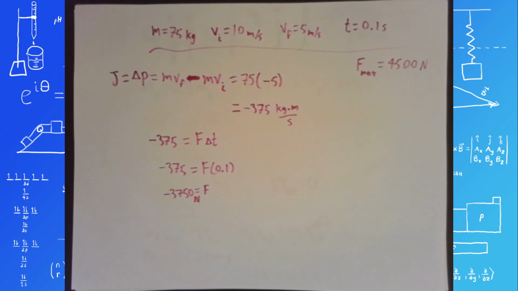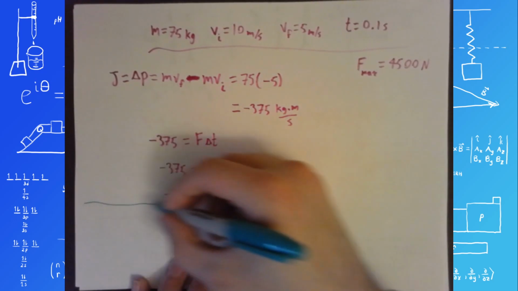Next up, I have number 28, which says, a 7-gram bullet is fired into a 1.5 kilogram ballistic pendulum. The bullet emerges from the block with a speed of 200 meters per second, and the block rises to a maximum height of 12 centimeters. Find the initial speed of the bullet.